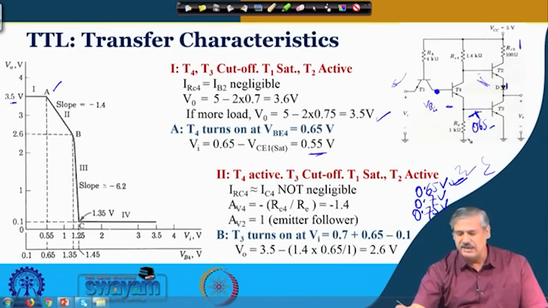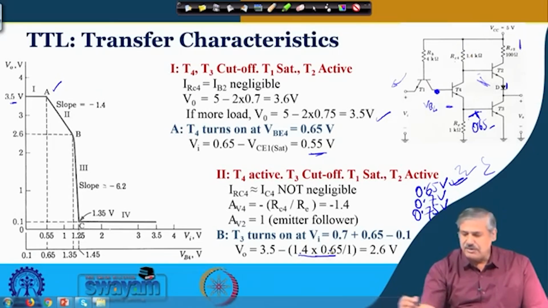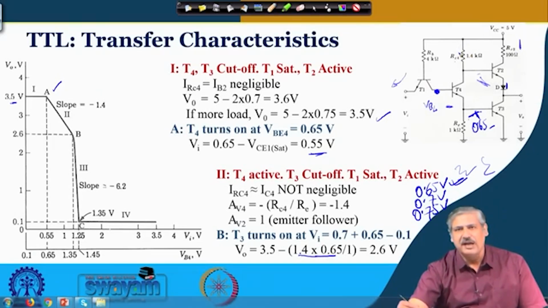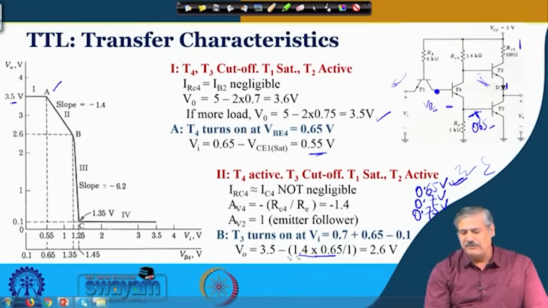So, that is the current, and that multiplied by 1.4 is the voltage that will be the drop across this at that time when it just starts operating, and at that time the output voltage will be 5 volt minus 0.75 minus this particular drop. So, 3.5 minus this drop. So, that is the 2.6 volt.